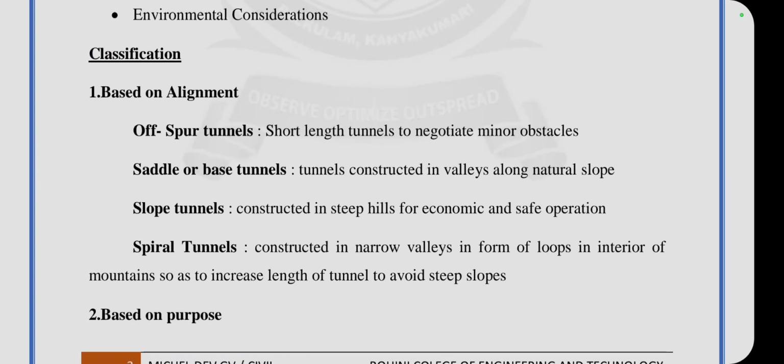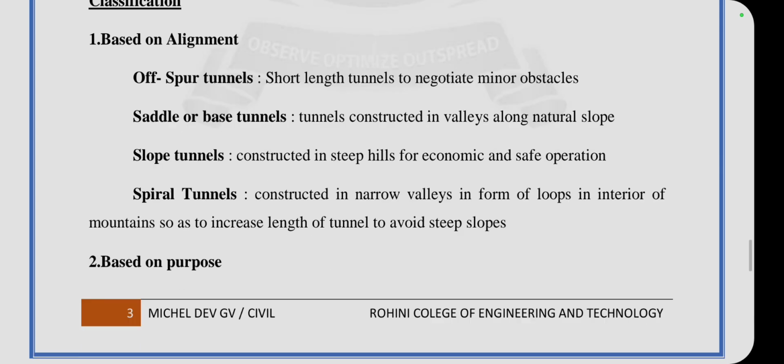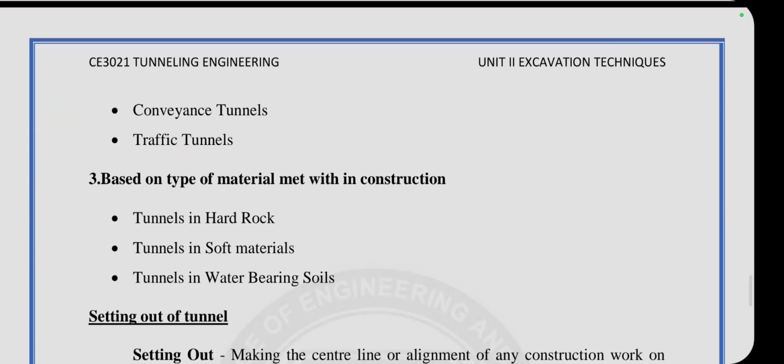Then classification based on alignment. The first one is off-spot tunnels: short length tunnels to negotiate minor obstacles. Then saddle or base tunnels, then slope tunnels, which are constructed on a slope for economic and safe operation. The spiral tunnels form loops in the interior of mountains. Then based on the purpose, there are conveyance tunnels and traffic tunnels.